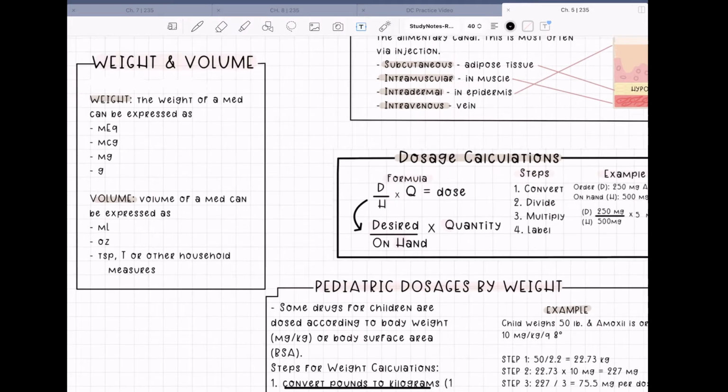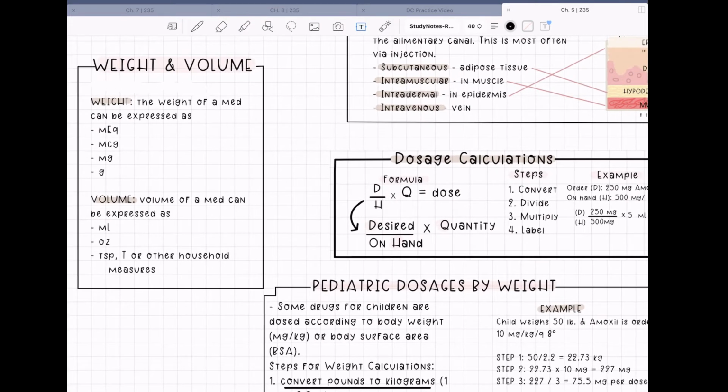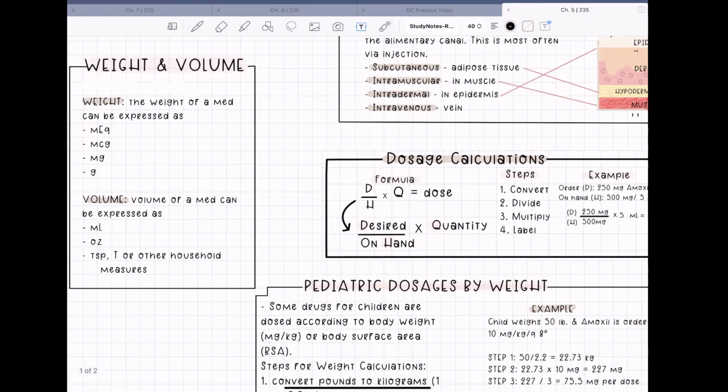Weight and volume. The weight of a medication can be expressed as milliequivalents, micrograms, milligrams, or grams. Volume of a medication can be expressed as milliliters, ounces, teaspoons, tablespoons, and then there's a bunch of other household measurements like cups, quarts, liters, gallons. Liters actually isn't household, that's metric, but gallons, quarts, cups.